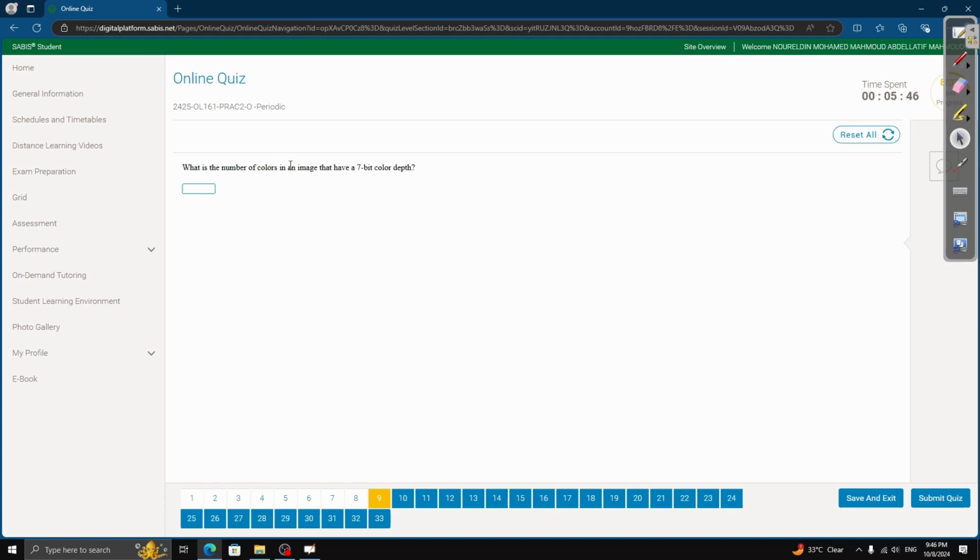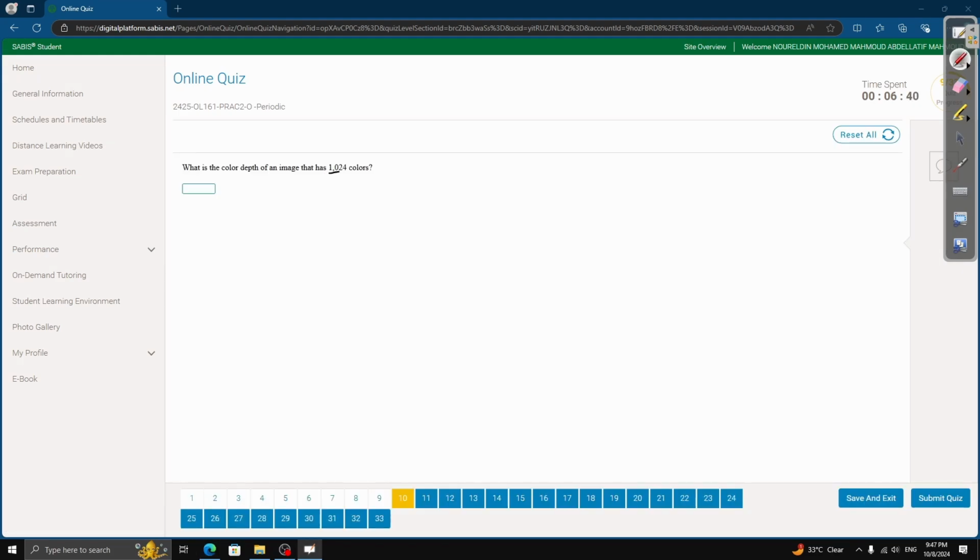What is the number of colors in an image that has a 7-bit color depth? To find how many colors a certain amount of bits of color depth can represent, all you really need to do is 2 to the power of the bits given, or 7. This one you can memorize: 128. So 7 bits can represent 128 colors.